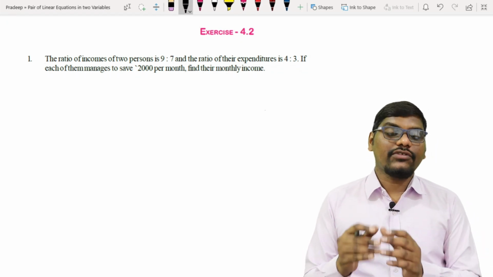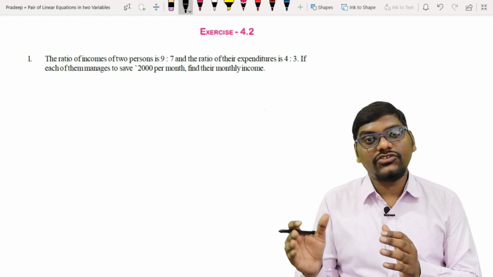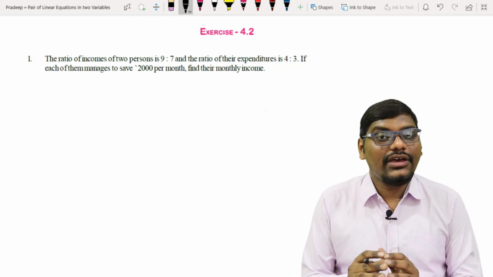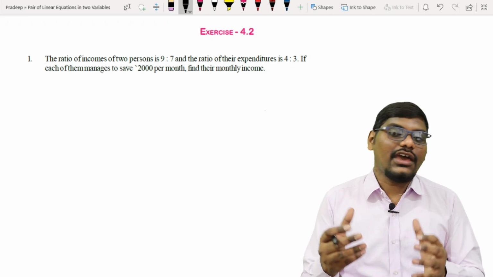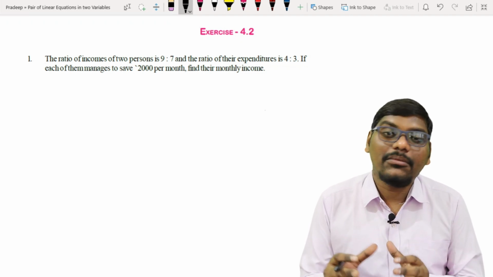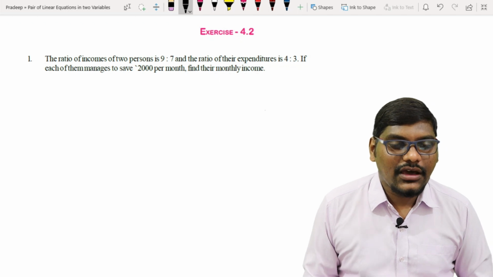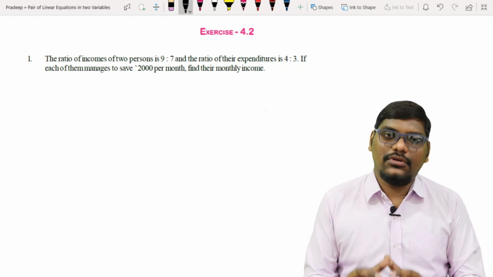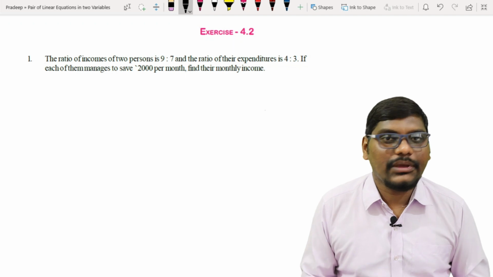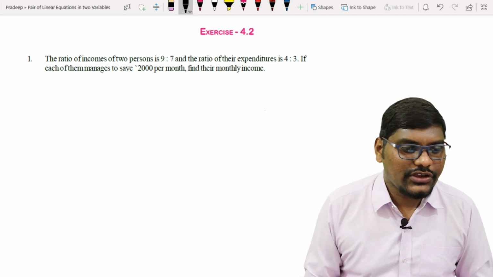So here they have given the monthly income and expenditure of two different people, which they have given in the form of ratio. Now they are asking us to find the income. So we should find the actual amount of income which these two people were getting. So we'll try to get it.